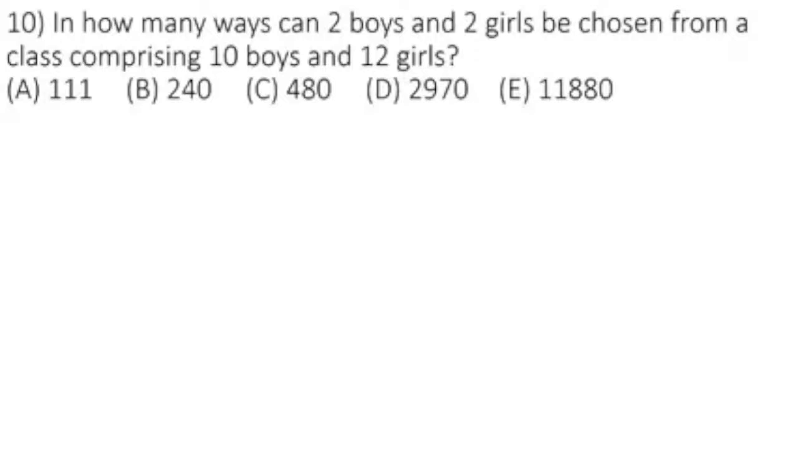From the available 10 boys, I can select any 2 boys, that is nothing but 10C2. And from the available 12 girls, I can select any 2 girls, that is 12C2. So the 10C2 value will be 45: 10 into 9 by 2 into 1, which is 45.